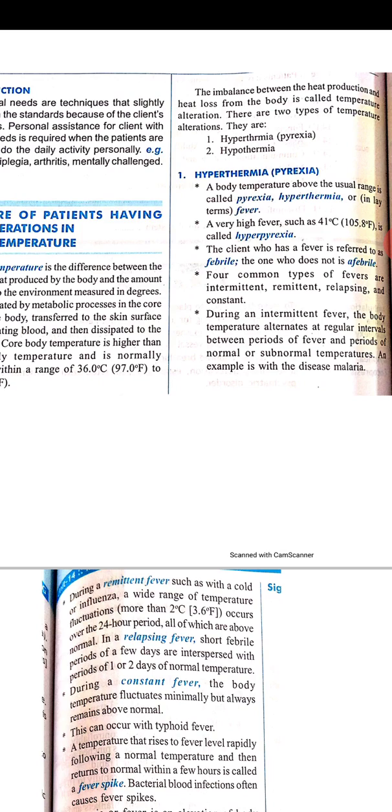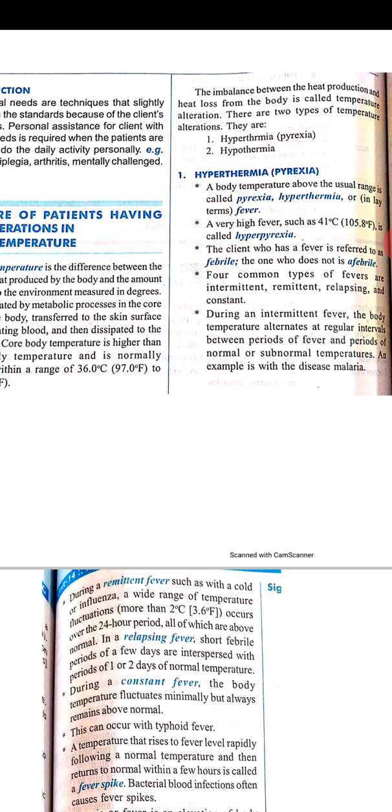When body temperature does not rise above 99 to 100 degrees Fahrenheit, or 37.2 degrees Celsius to 37.8 degrees Celsius, that is known as low pyrexia. When body temperature remains between 100 degrees Fahrenheit to 103 degrees Fahrenheit, or 37.8 degrees Celsius to 39.4 degrees Celsius, that is known as moderate pyrexia.